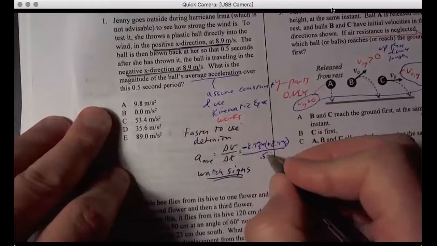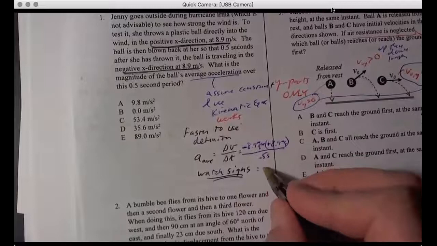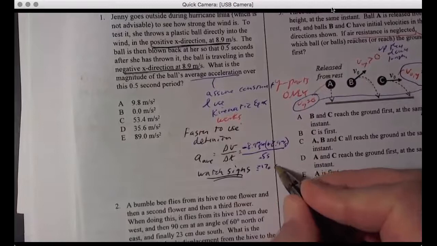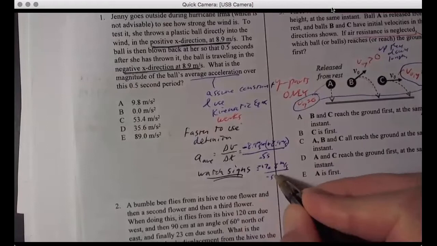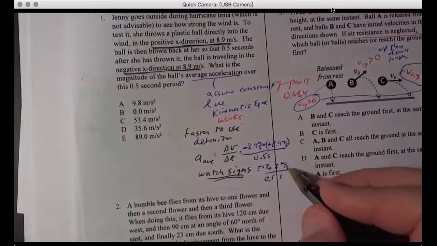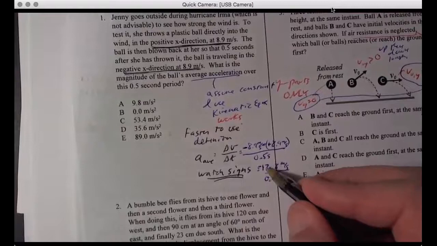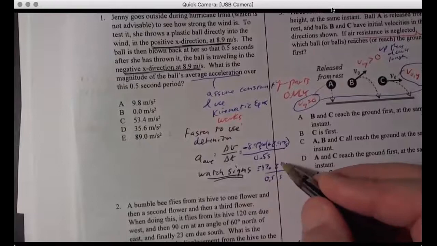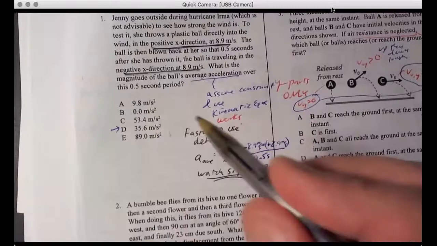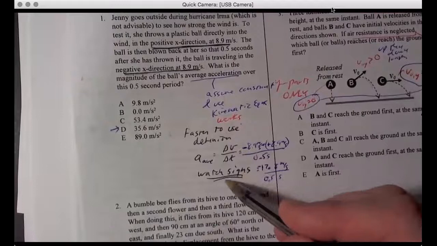So here's the case where you have a minus minus a plus, so you end up with a bigger number. It's 17.8 with a minus sign on it, meters per second, divided by 0.5 seconds, and so that's going to give you 35.6 meters per second squared. Now, if you had done it wrong and not realized it's a minus by a minus because you didn't watch your signs, you'd have gotten this one, and that would have been wrong. So watch the signs whenever you're doing a delta v and a change in direction happens.